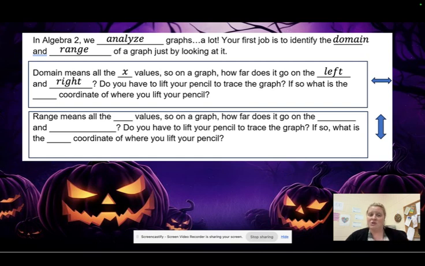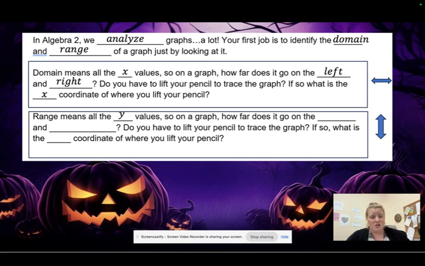Now, some of these pictures, you have to lift your pencil. If I asked you to trace over them, you would have to lift your pencil up to do it. If you have to lift your pencil, we call that breaking because you broke contact with your paper. When you're doing domain and range, you have to specify where the break occurred. And because it's domain, I want the x-coordinate of where the break occurred.